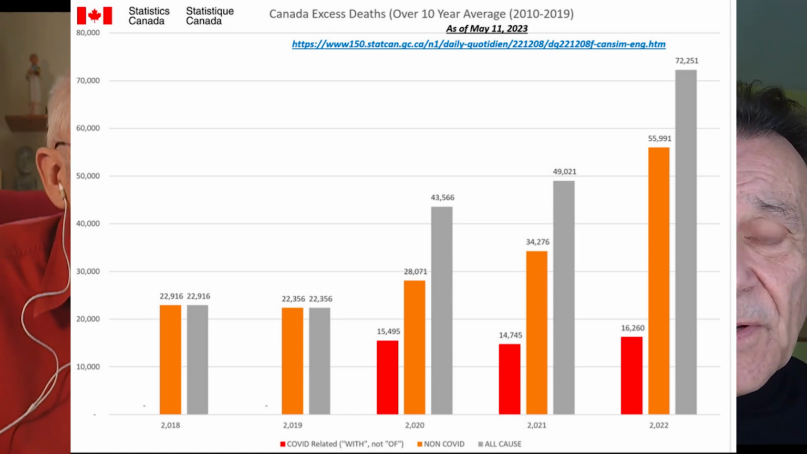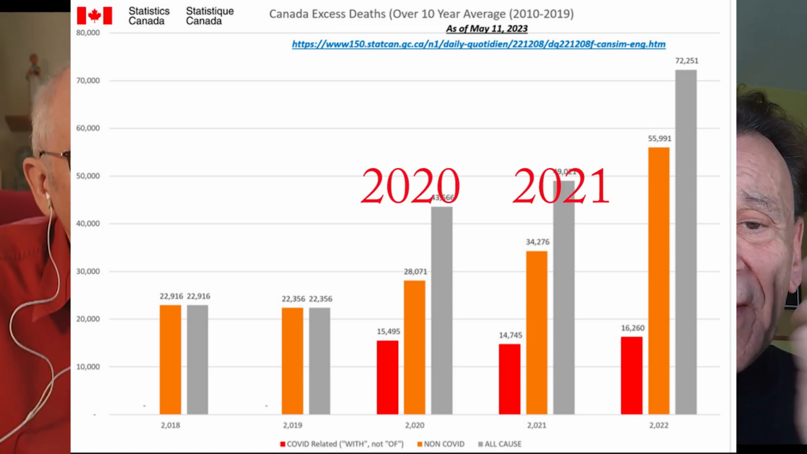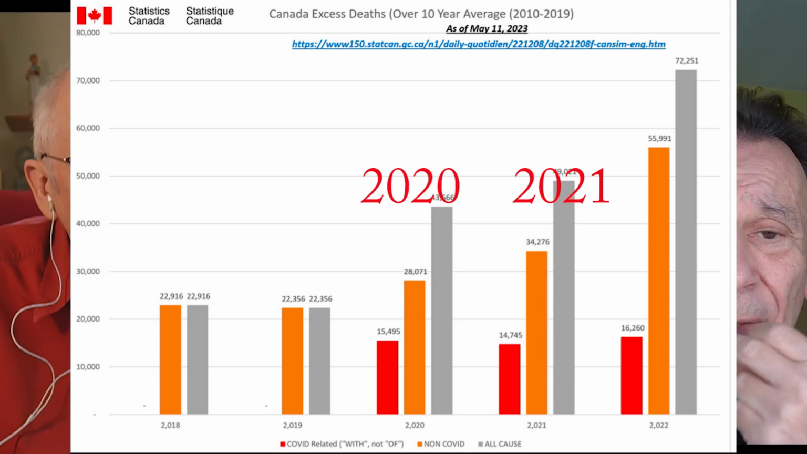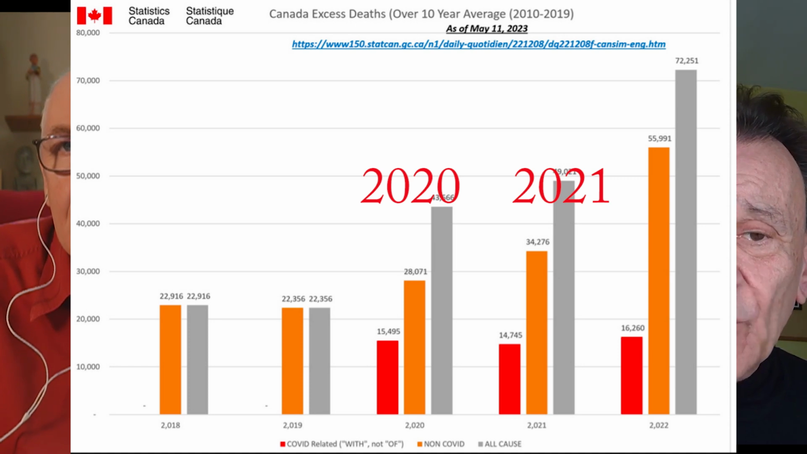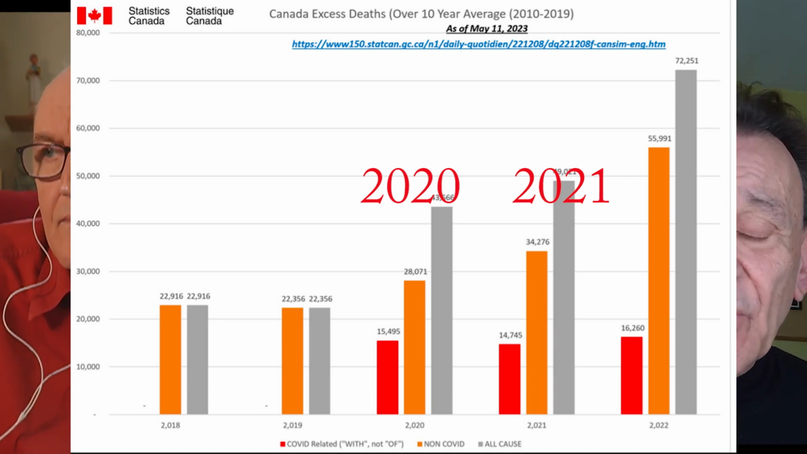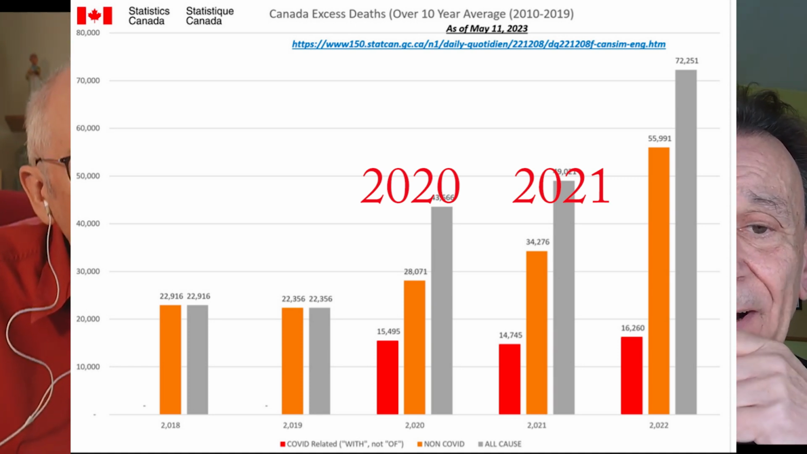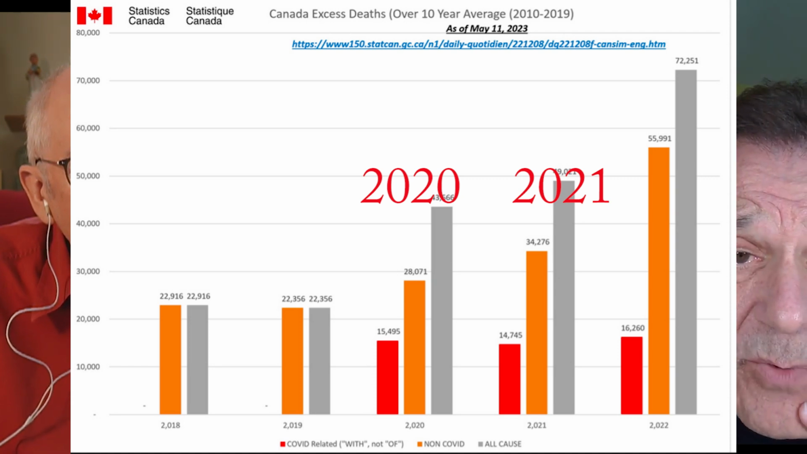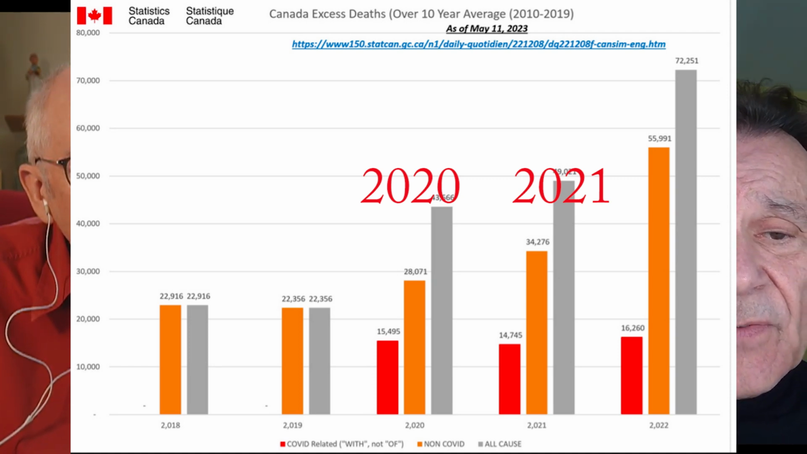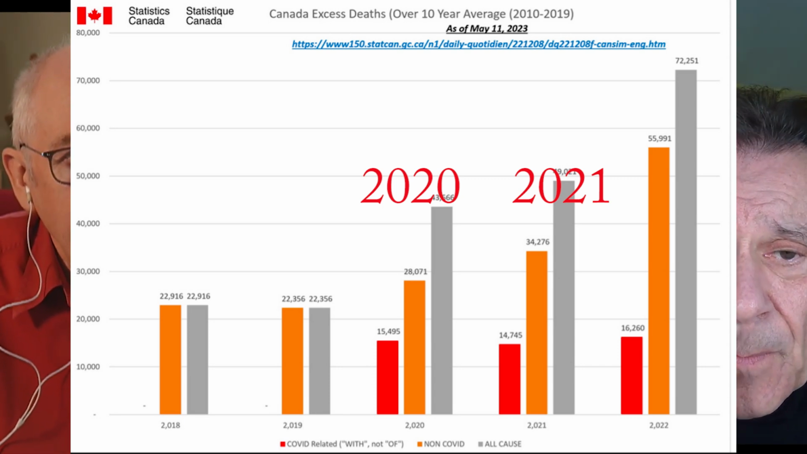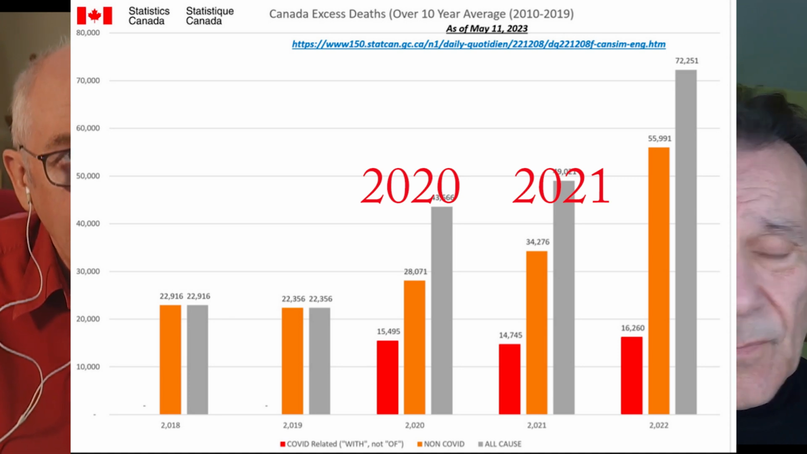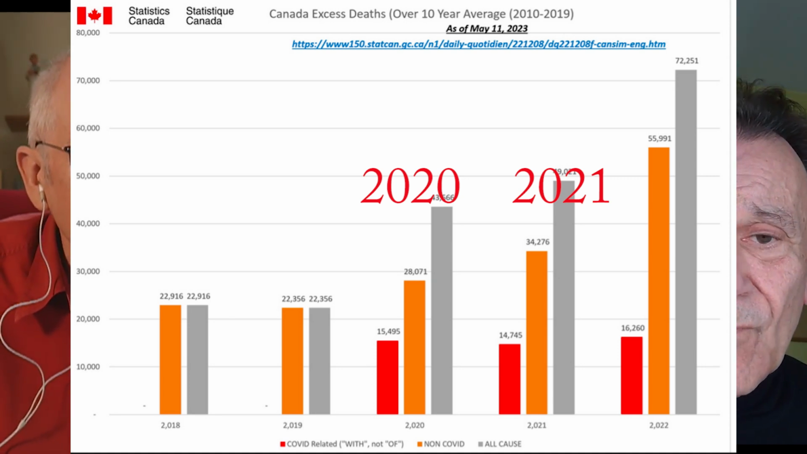Well, it's dramatic, Norman, isn't it? Dramatic increases. It is, because while in 2021 quite a lot of the excess deaths were due to COVID, there are still a lot of others which weren't. There's an increase in the other non-COVID excess deaths, and that goes up and up quite dramatically in 2021 and 2022. So in 2021, we're actually looking at 34,276 non-COVID excess deaths. Yeah. And in 2022, it's 55,991 non-COVID excess deaths. Exactly.